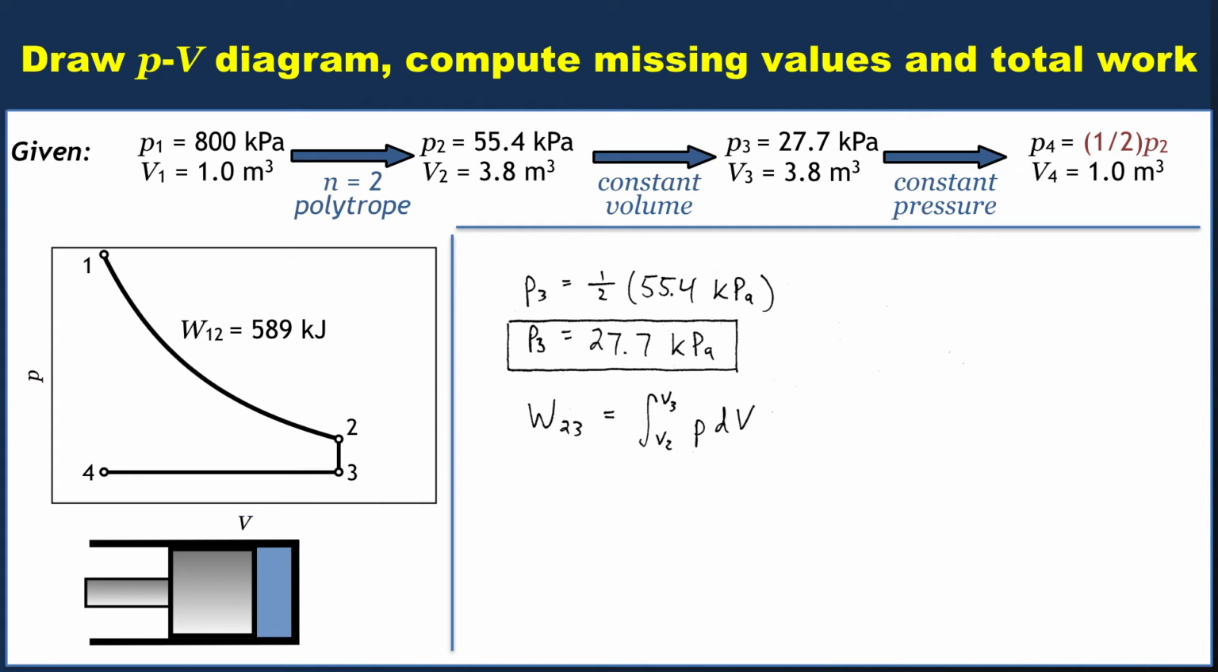Well, it's still true that it's the integral of P dV. Something's weird here. So V2 and V3 are the same, right? They're both 3.8 meters cubed. It was a constant volume process after all. So if you're taking the integral and the limits of integration are identical, it's 0, right?